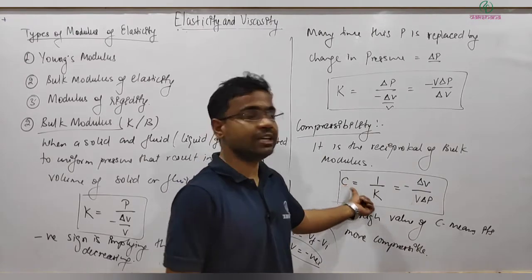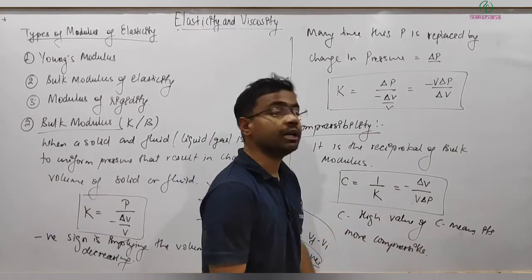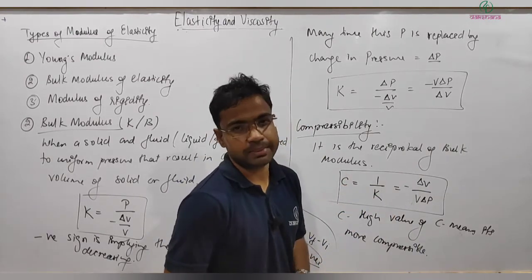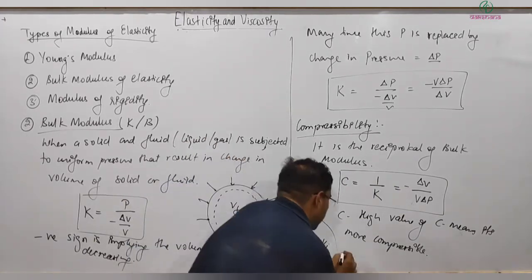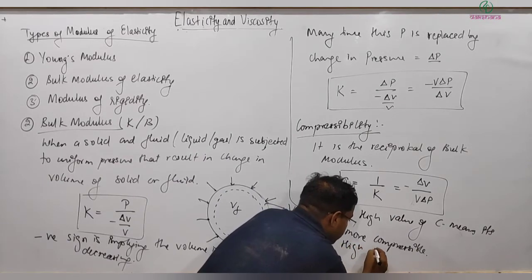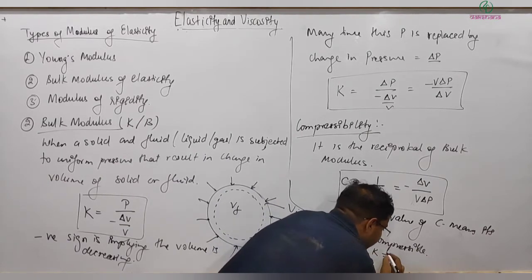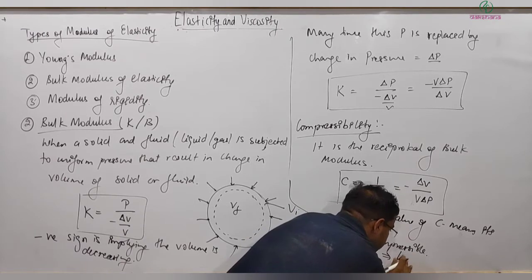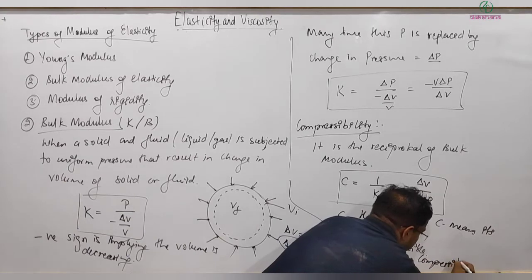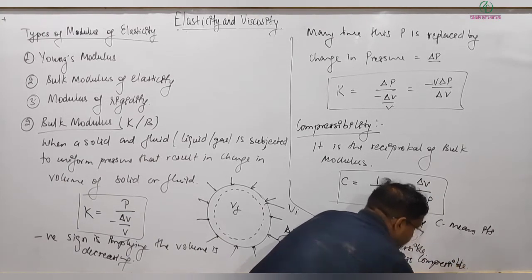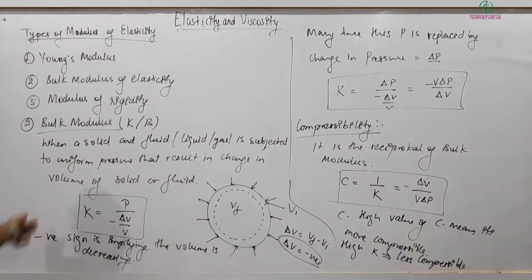And remember that it's inversely proportional, so I can say if bulk modulus is high, it will be less compressible. So solids normally have higher bulk modulus, is it? So high bulk modulus, high K implies less compressibility or less compressible, right? So this is about bulk modulus, and the last one is modulus of rigidity.